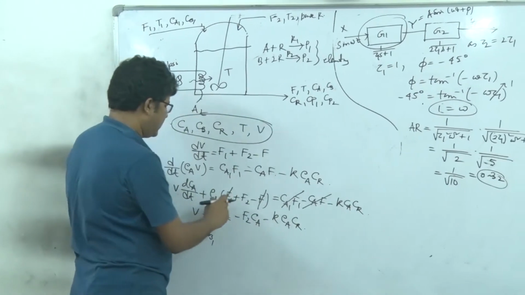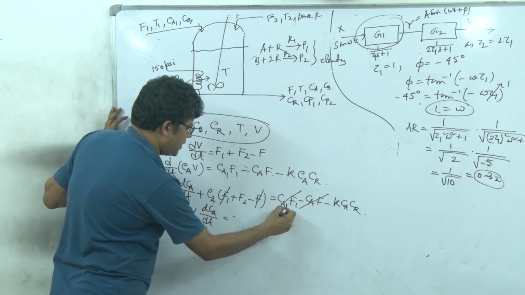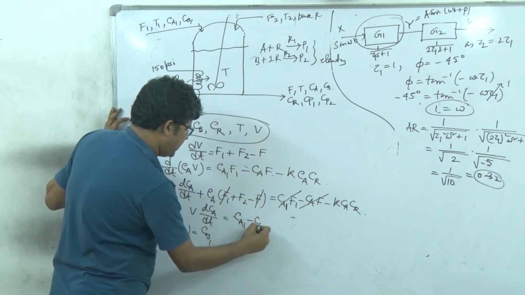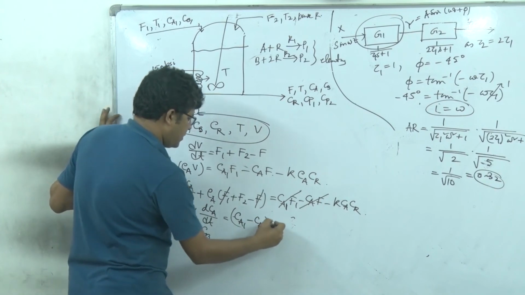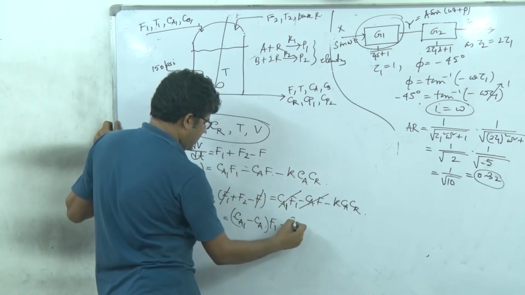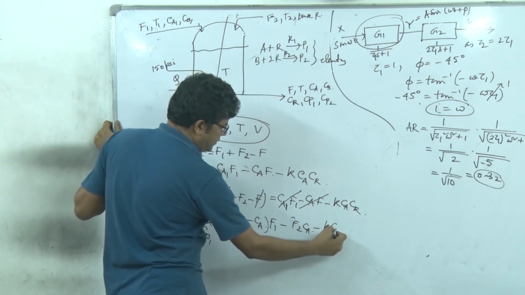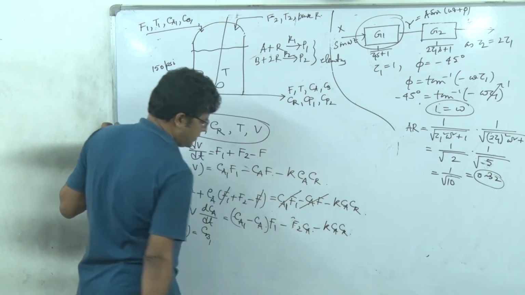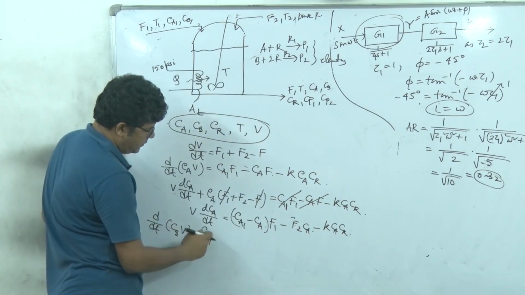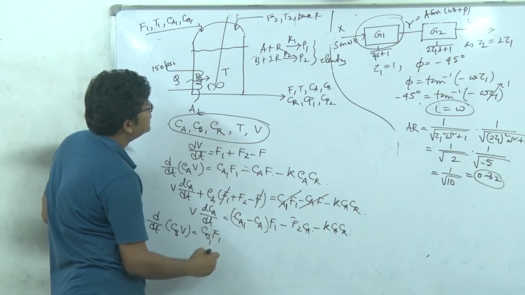Yeah, no, it will not cancel out, sorry. Here, because I missed it, it is Ca1. So this is Ca. So we have Ca1 minus Ca into F1, Ca1 into Ca minus F1, minus F2 into Ca minus KCaCr. That's correct.